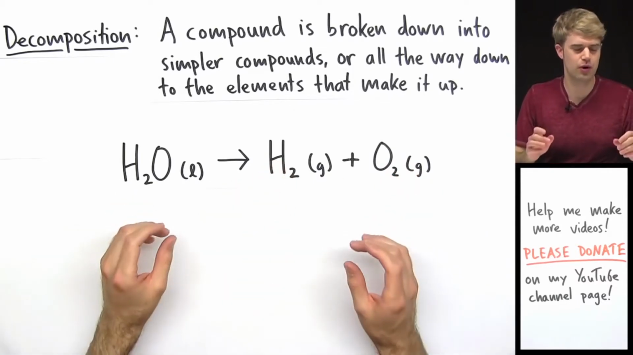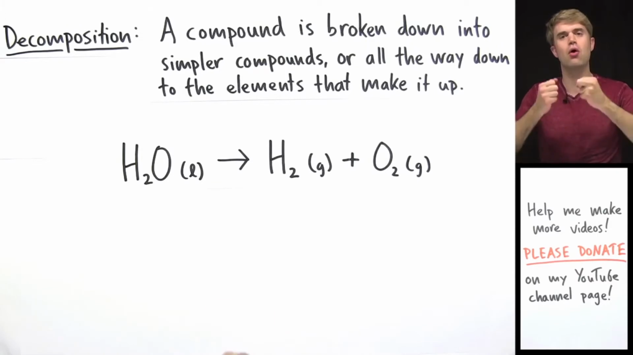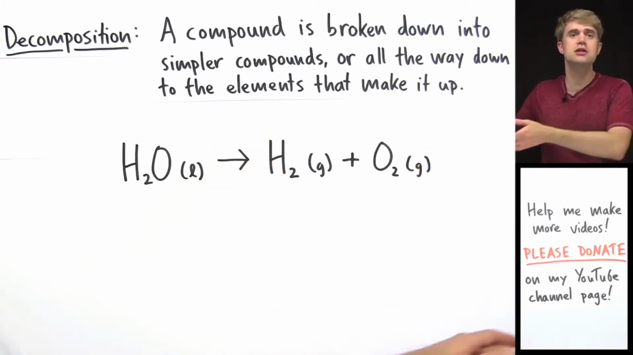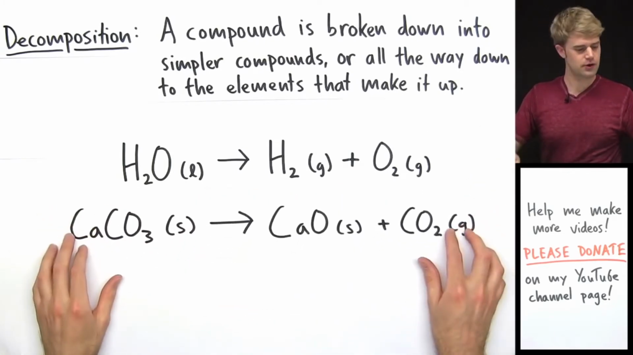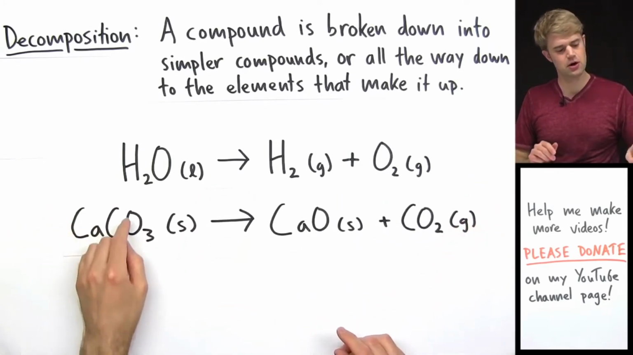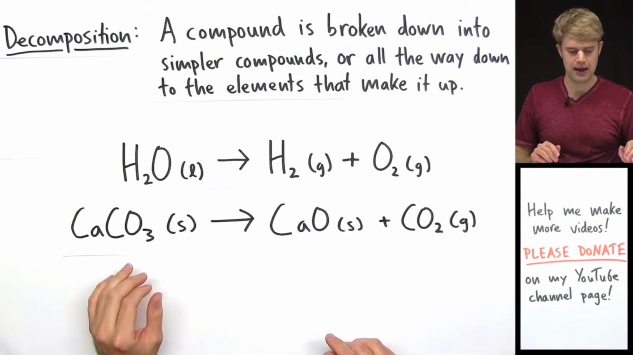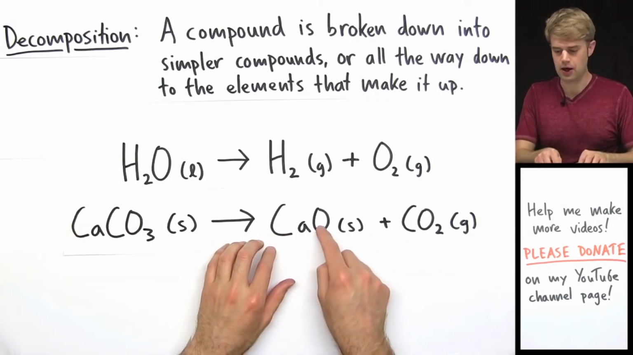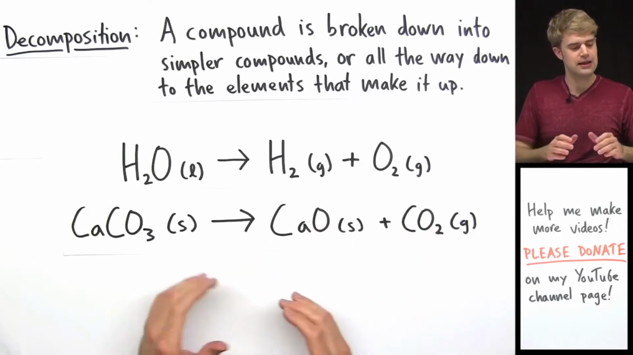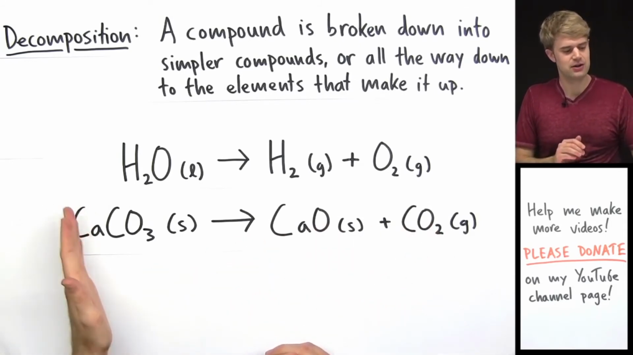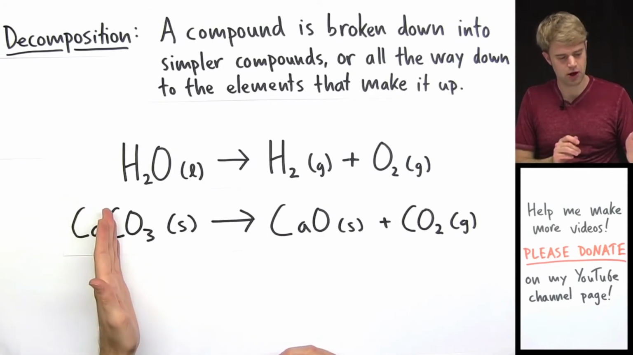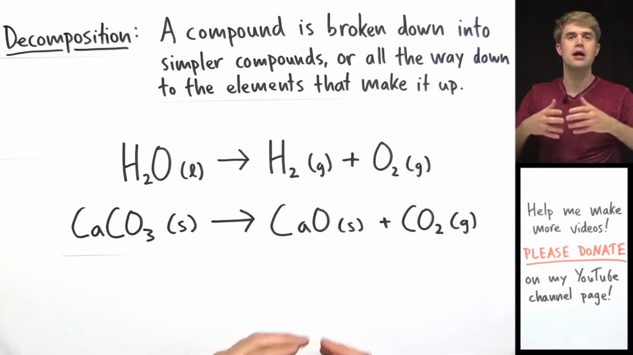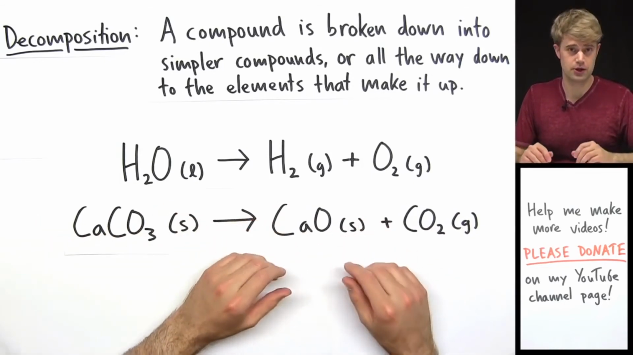Now, in a decomposition reaction, you don't have to break things down all the way down to their basic elements. You can also break them down just into simpler compounds. For example, here we have CaCO3, calcium carbonate, and that gets broken down into two simpler compounds, CaO and CO2. It's not like we're breaking it down into just calcium and just carbon and just oxygen, but still, because these are simpler compounds, it is also a decomposition reaction.